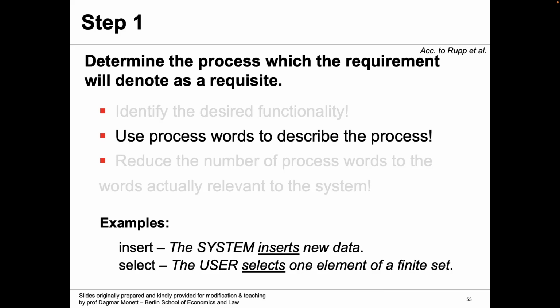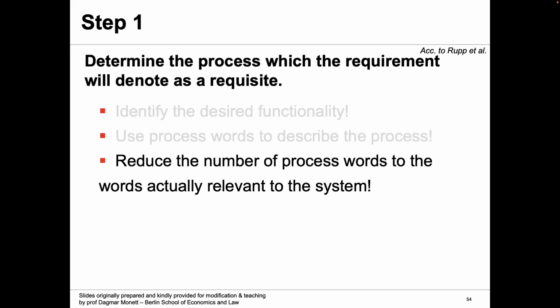So that's step one. Now, step two is use process words to describe the process. So that means along with an action word, you describe the process. If the action word is insert, the verb that we used is insert. The example is the system inserts new data. Or if the functionality is select, the user selects one element of a finite set. So here you're including process words to describe the process. Number three is that you reduce the number of process words to the words actually relevant to the system.